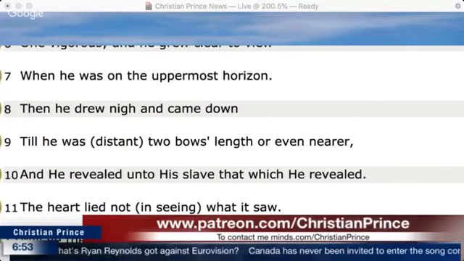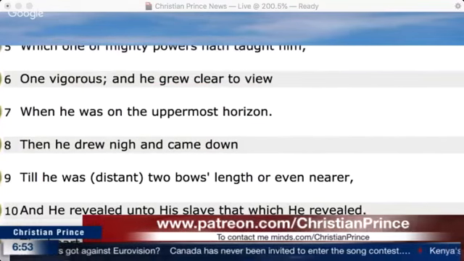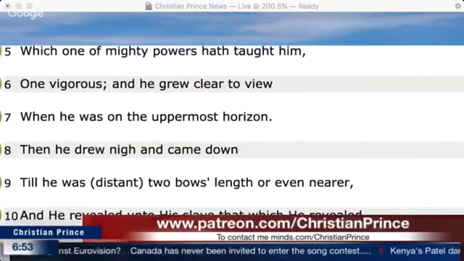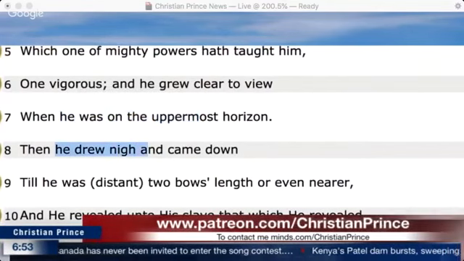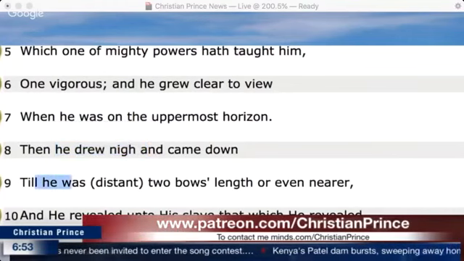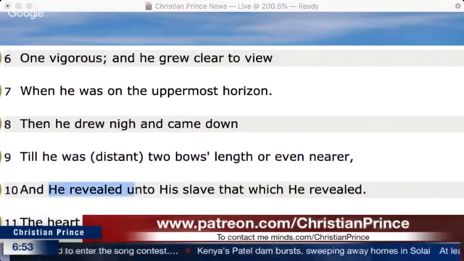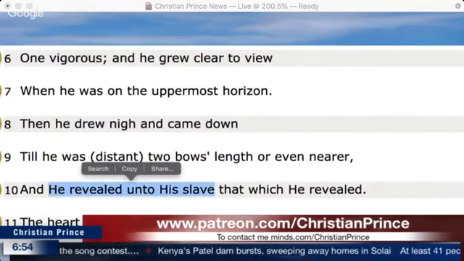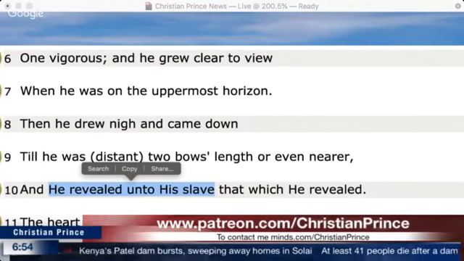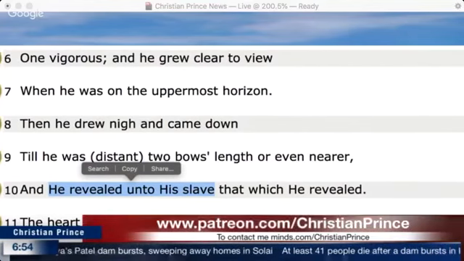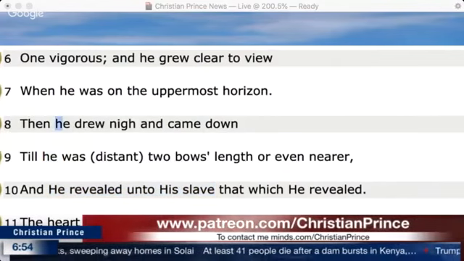No. You see, he's talking about how he came down. You see here, if you read with me, I have the Quran in front of me. When he was in the uppermost in the horizon, then he drew nigh and came down, till he was a distance of two bows, and he revealed to his slave. So the Muslims now made the "he" a capital letter in the text, but in Arabic we don't have such a thing. In Arabic there's no capital letter. So the "he" here is the same as the "he" here. This is why he's coming down.